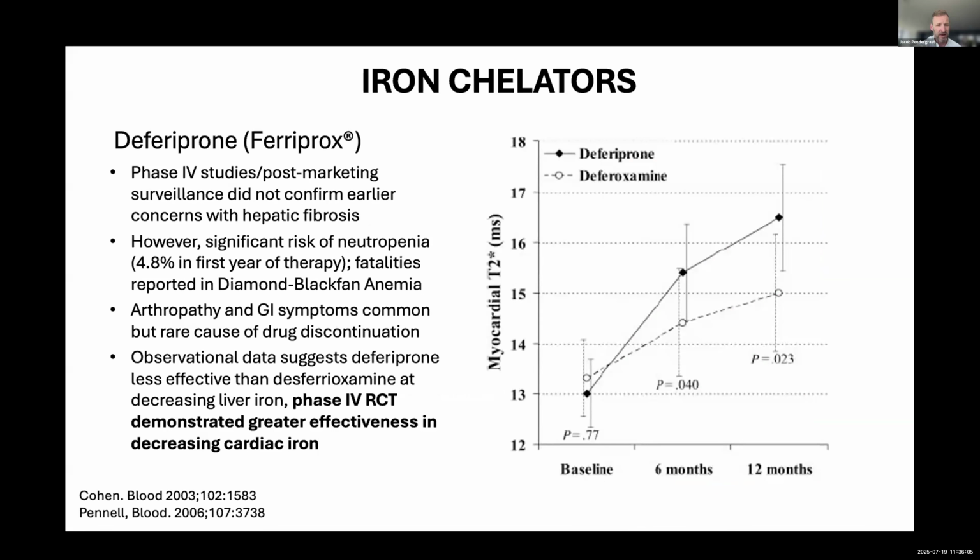It can cause joint pain, GI upset. It has a narrow therapeutic window. So again, it's a difficult drug to work with. It's also not even as good as desferal at getting iron out of the liver. It does appear, however, to be particularly useful in getting iron out of the heart. And so this is actually what we use this for mostly now. It's for patients who have significant iron overload in their heart. Deferiprone is another tool that you can use to get it out along with your desferal.